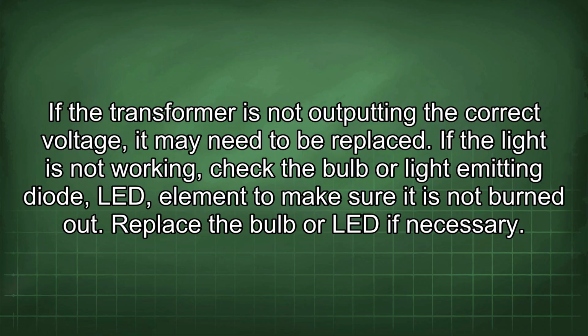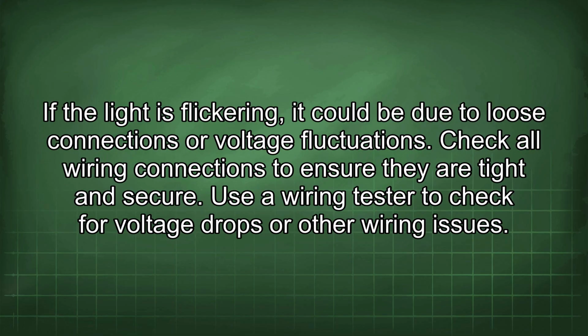If the light is not working, check the bulb or light emitting diode, LED, element to make sure it is not burned out. Replace the bulb or LED if necessary. If the light is flickering, it could be due to loose connections or voltage fluctuations. Check all wiring connections to ensure they are tight and secure. Use a wiring tester to check for voltage drops or other wiring issues.